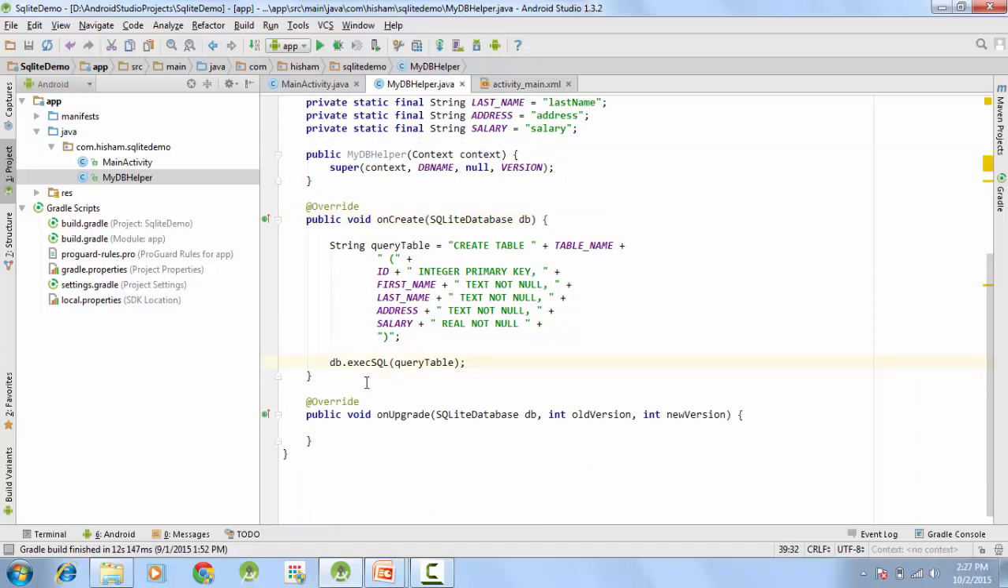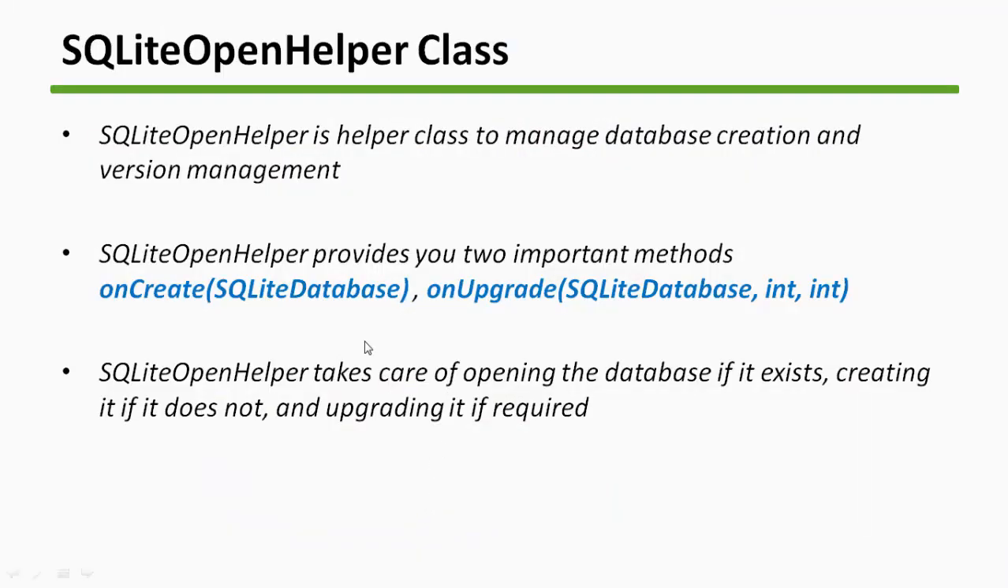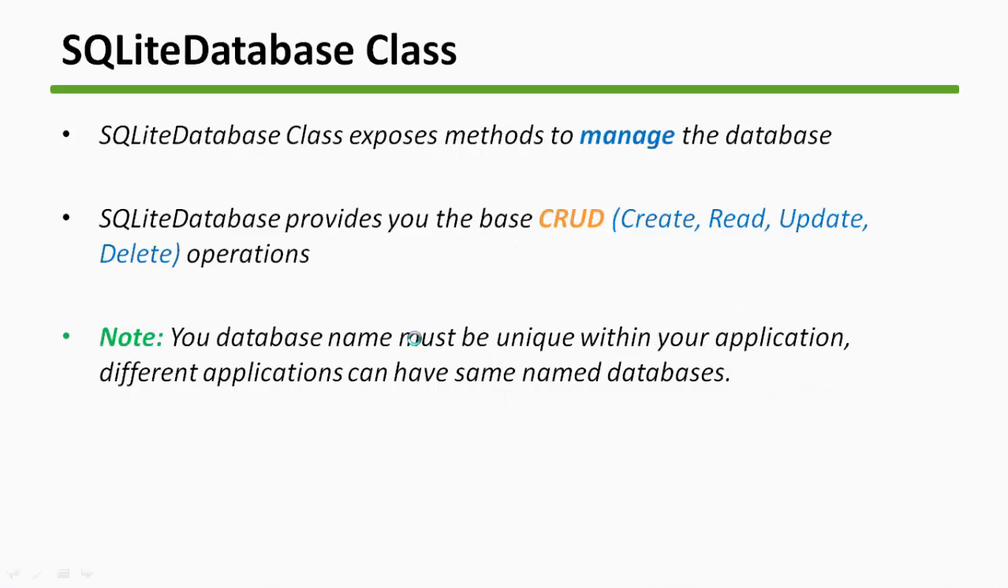Alright, so now before moving forward, let's see what we have next. Okay, now let's talk about the SQLite database class. The SQLiteDatabase class exposes different methods to manage the database, and it provides the basic CRUD operations, the create, read, update, and delete operations. All of these operations are present in the SQLiteDatabase class.